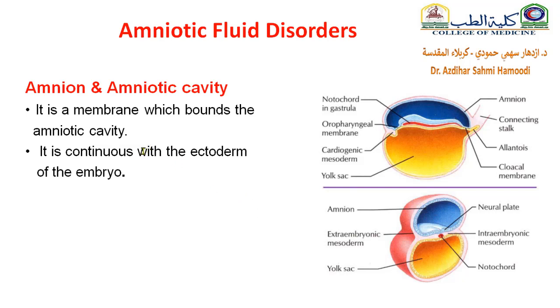So, the amnion and amniotic cavity. The amnion is a membrane which bounds the amniotic cavity and it is continuous with the ectoderm of the embryo. As you know from your embryology, the fetal layers are three: endoderm, mesoderm, and ectoderm. The outer one is the ectoderm, and from this layer comes the amniotic membrane.